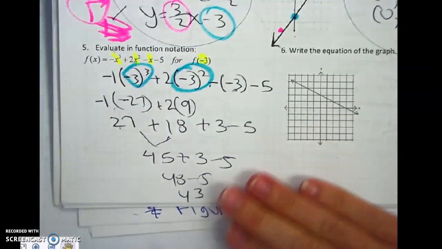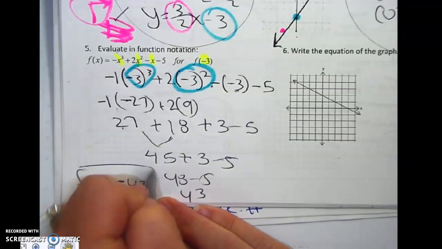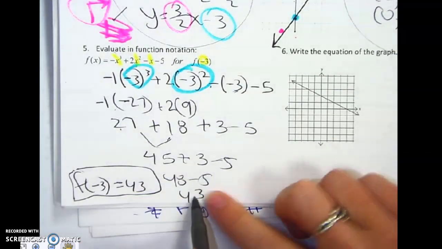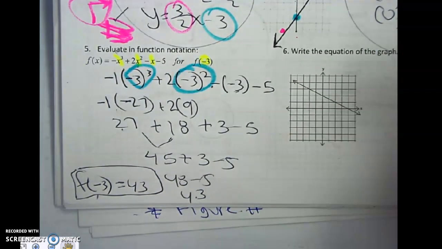Okay, my answer isn't 43. My answer is f of negative 3 equals 43. If you just give me the 43 and not the f of negative 3, you will not get full credit.